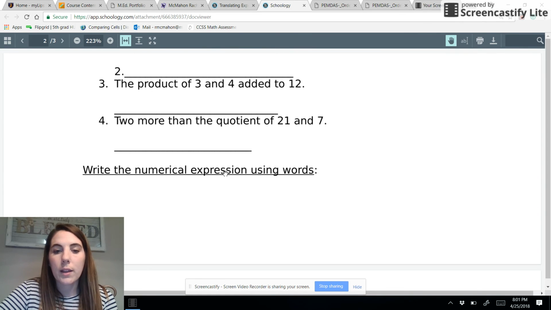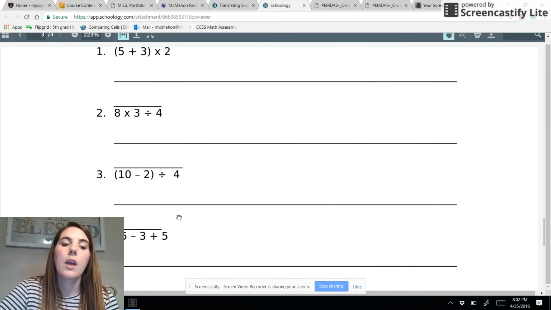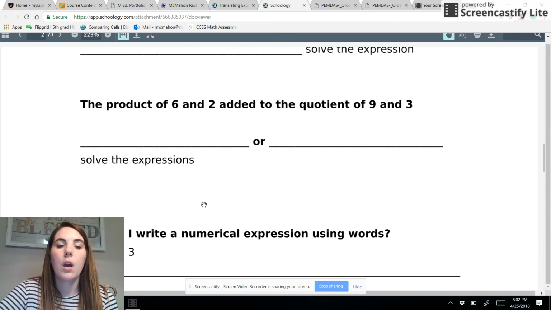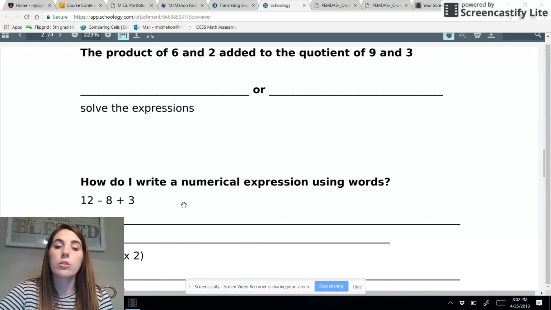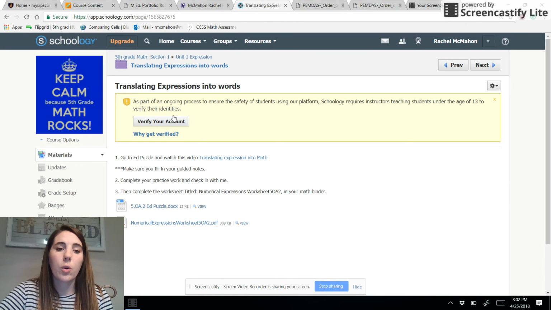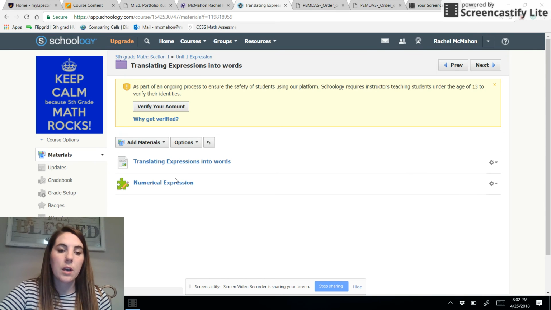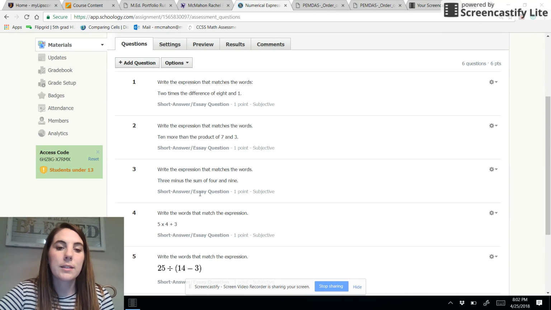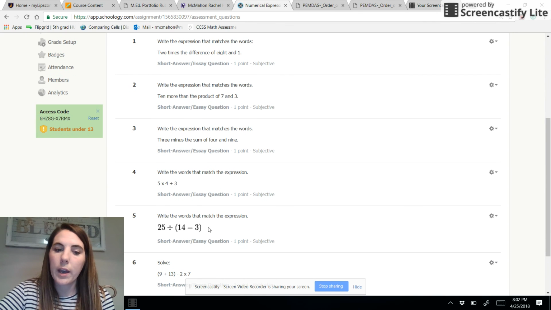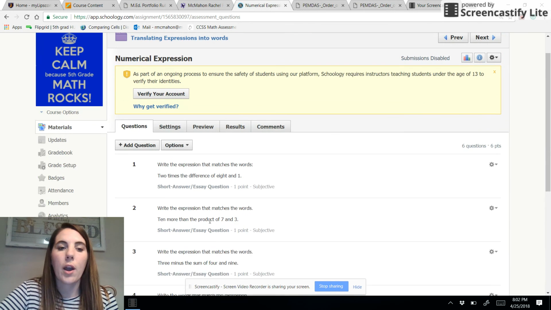So they're going to write numerical expressions using words. And then they're also going to write words for a numerical expression. Then after that, they're going to take a quiz over translating expressions into words. They're going to take a quiz on here, and it has everything, and also has a couple of order of operations problems so I can see where they're at.